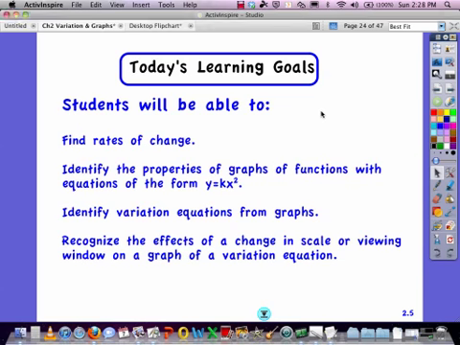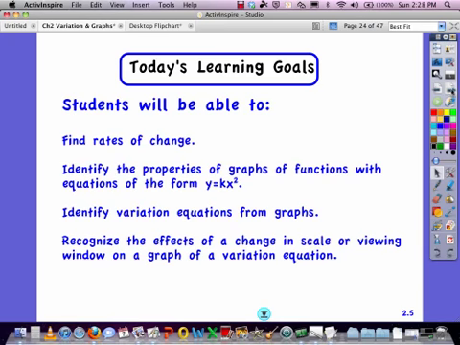Today's lesson is all about the graph of y equals kx squared, which comes from section 2.5 in our text. You can see we have several different learning goals. We will be talking about finding the rates of change of this new type of equation, identifying the properties, finding out how this is related to the variation equations we've already discussed, and to recognize the different effects of change in the scale or viewing window when we look at a variation equation on our calculator.